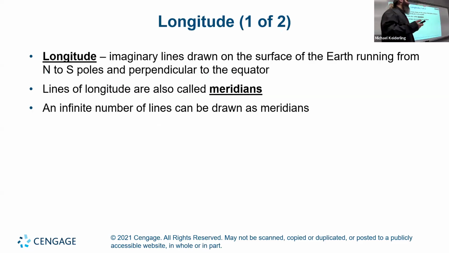Longitude is the other direction. It measures east and west. Lines of longitude are lines from the one pole to the other, perpendicular to the equator. They're also called meridians. They're halves of great circles. They all meet at the poles.